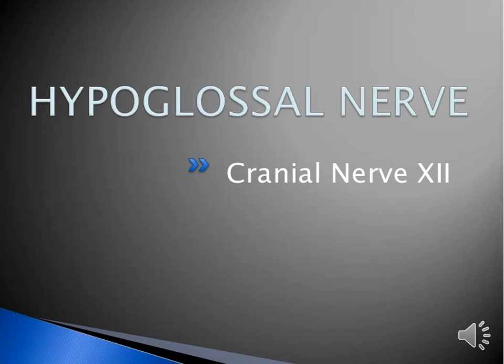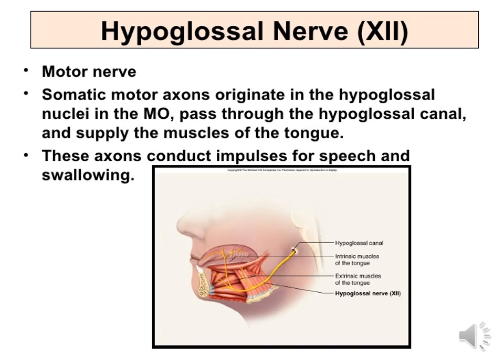The last, twelfth cranial nerve is the hypoglossal nerve. It is a pure motor nerve. The somatic motor axons originate in the hypoglossal nuclei in the medulla oblongata, pass through the hypoglossal canal, and supply the muscles of the tongue. These axons conduct impulses for speech and swallowing.